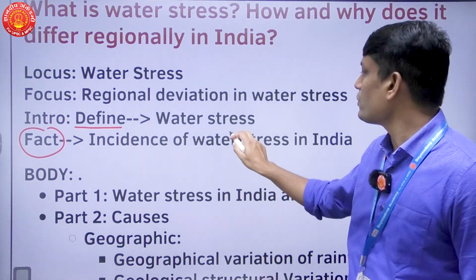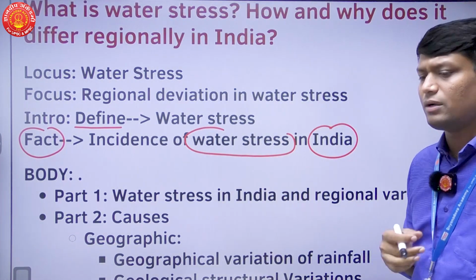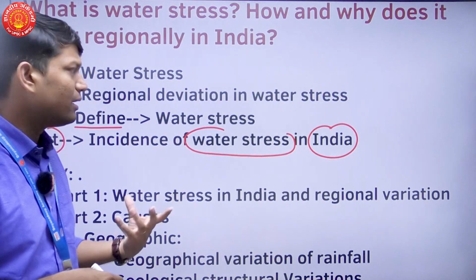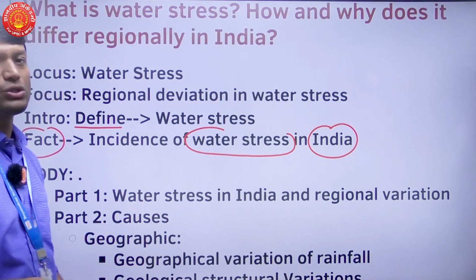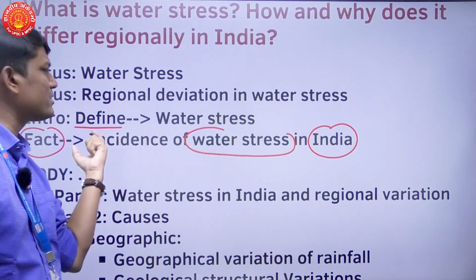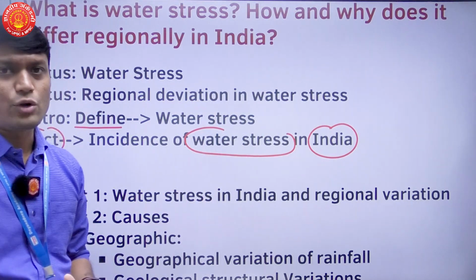Another can be mentioning any fact, that is the incidence of water stress in India or maybe all over the world, but typically try to mention the incidence of water stress in India. You can quote a number, the proportion of population which is facing acute water shortages, so on and so forth. That is something again you need to prepare, but this can be another line of introduction.